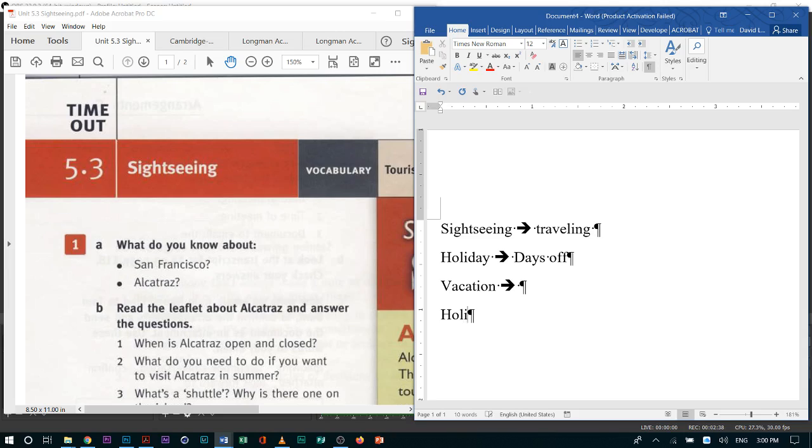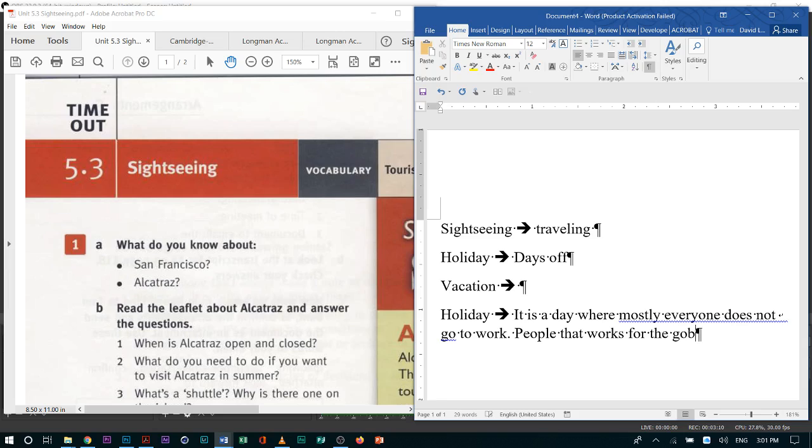Spelled it wrong. Holiday. When we talk about holiday, it means that it is a day where mostly everyone does not go to work, especially people that work for the government. So this is considered a holiday.